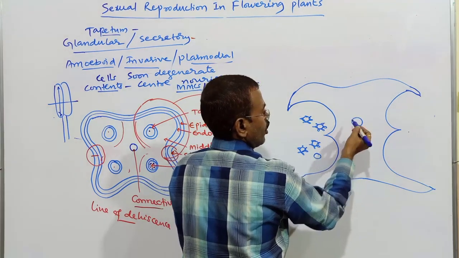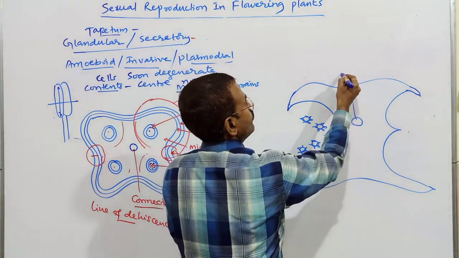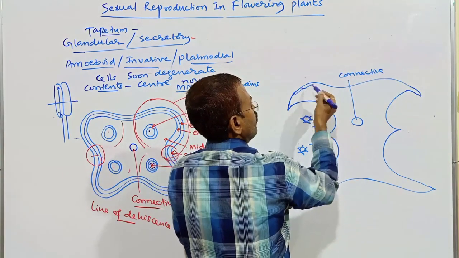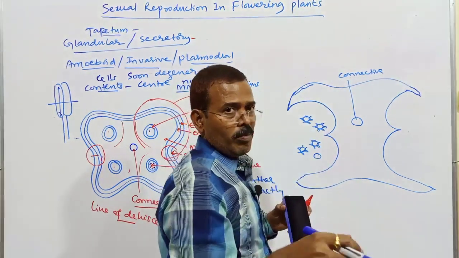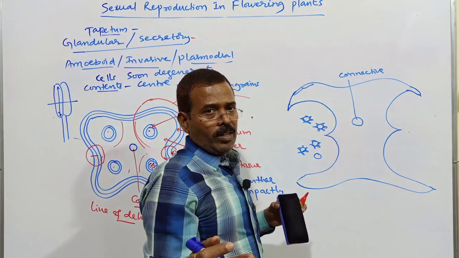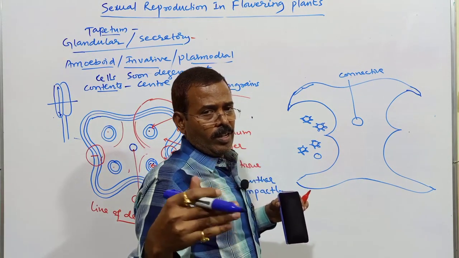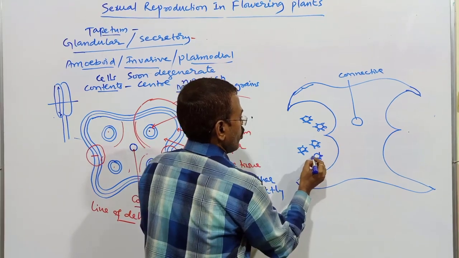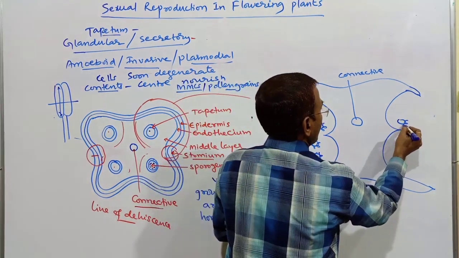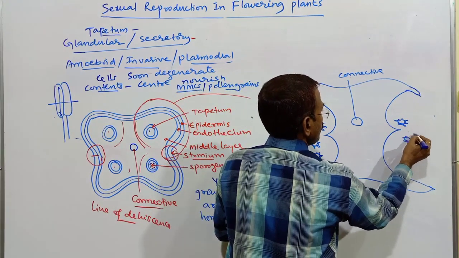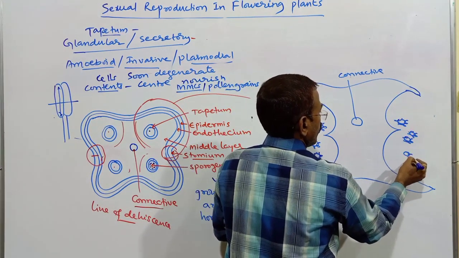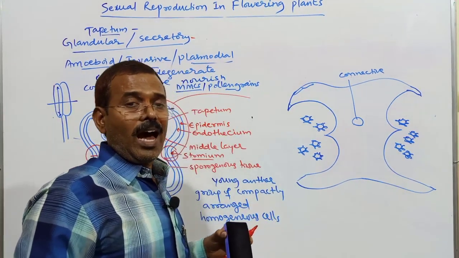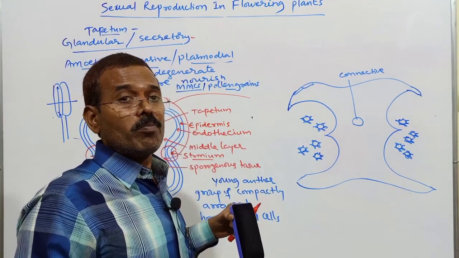Here as usual you have connective, epidermis, then endothelium, then middle layer, and these layers will degenerate as I told. So this is what you call the mature pollen grain. So microsporangium will be having large number of pollen grains on the maturity of the anther.